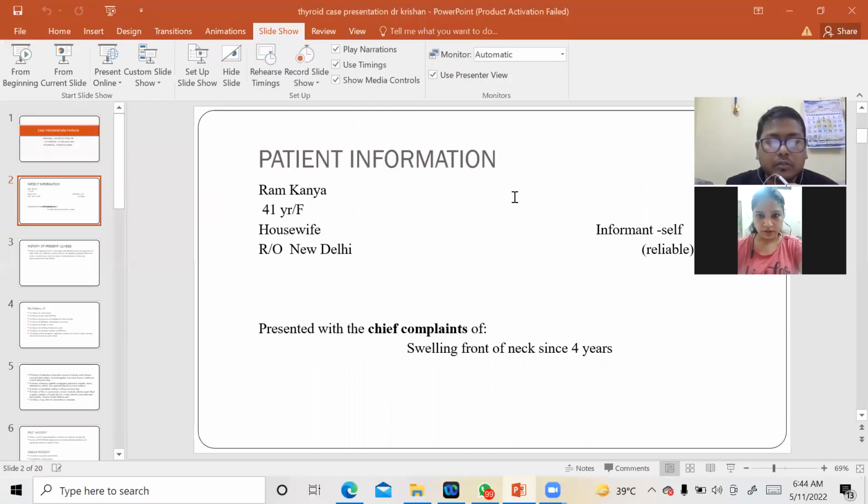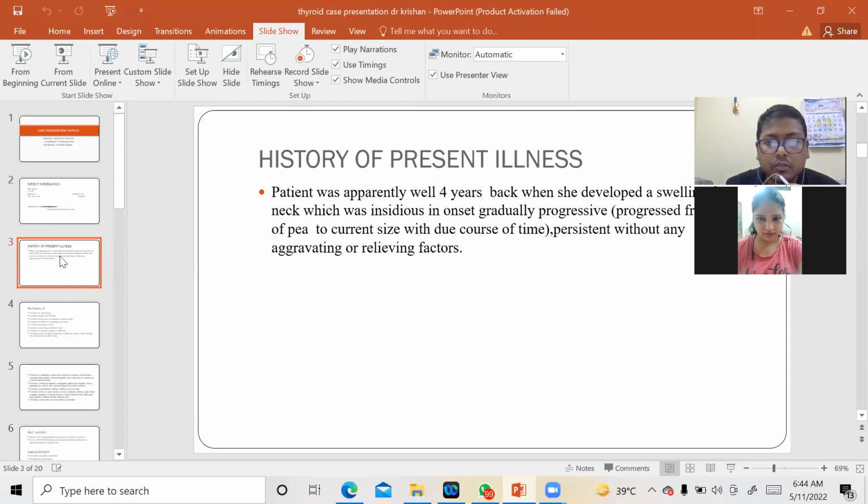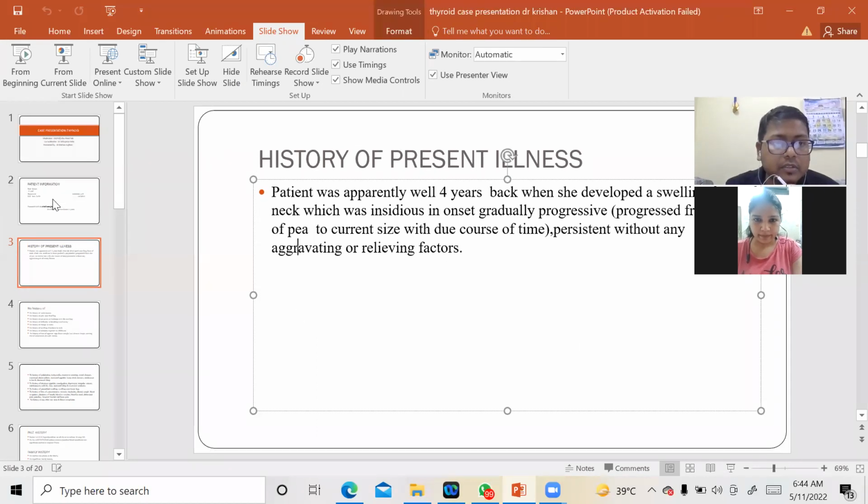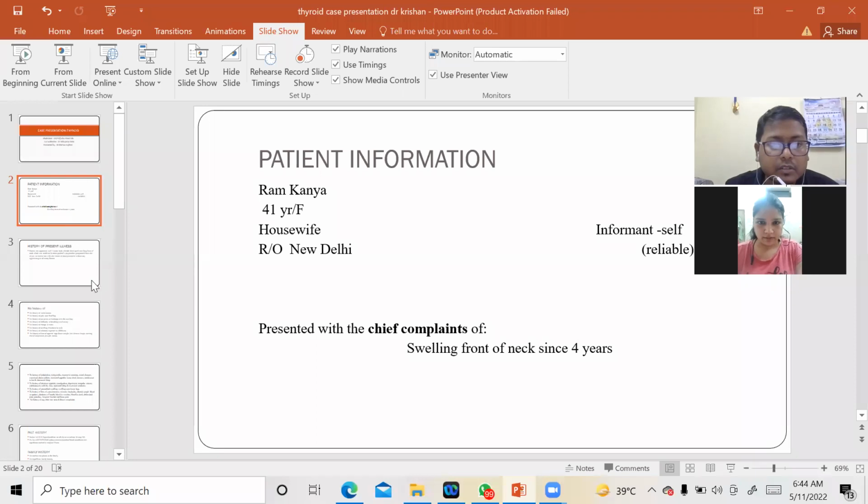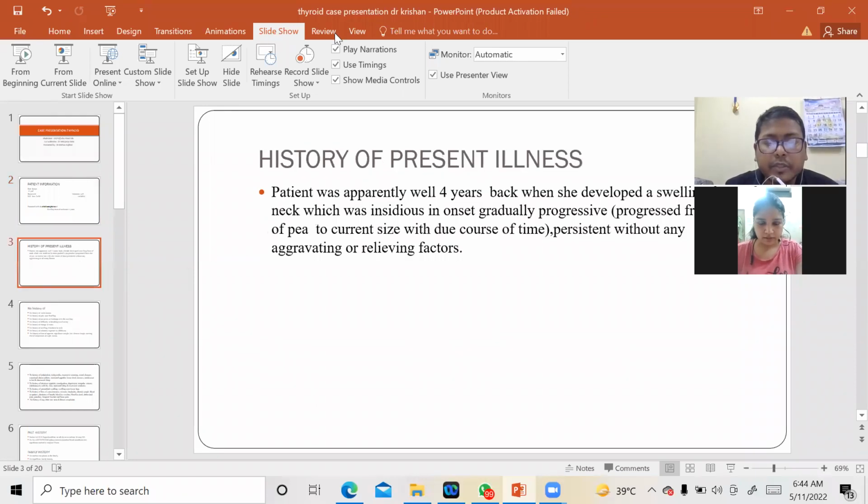So Krishan, can you please share your screen? Yeah, you are not able to see the screen. I have already shared. No, I'm not able to see. It is showing you are screen sharing actually, so it should be visible. It is not at all visible. Now, yeah, now I can see. Okay.